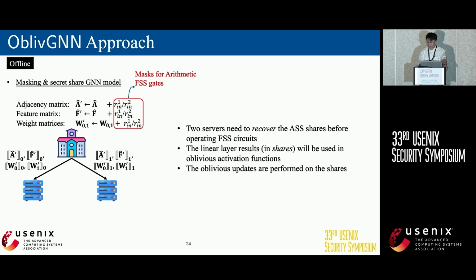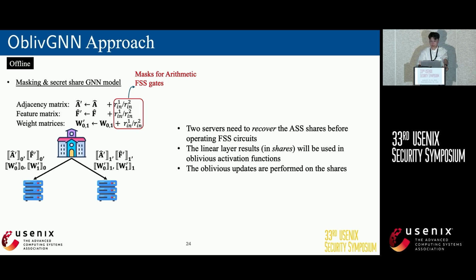First, let's talk about the offline phase. We first need to mask the GNN model. We use three sets of masks for both masking and arithmetic FSS key generation. They are masks r_in1, r_in2, and r_out. To perform the oblivious aggregation on two servers, the servers need to recover the masked ASS shares before the FSS circuits.